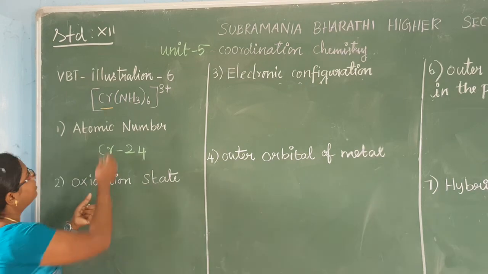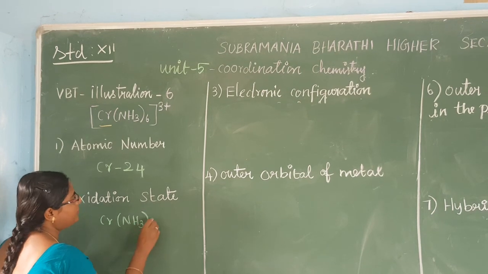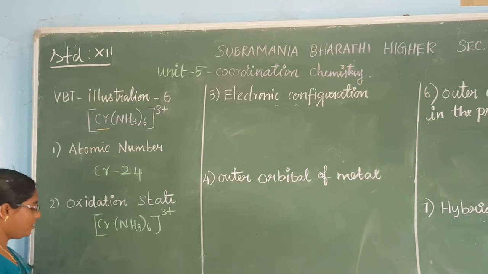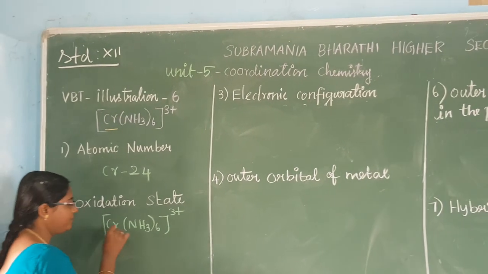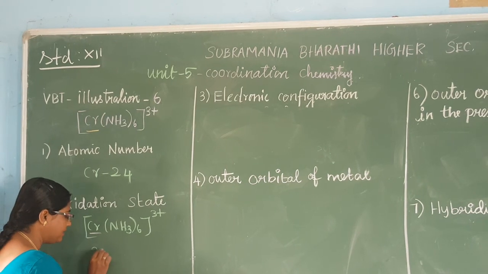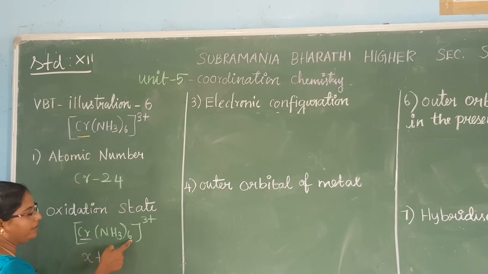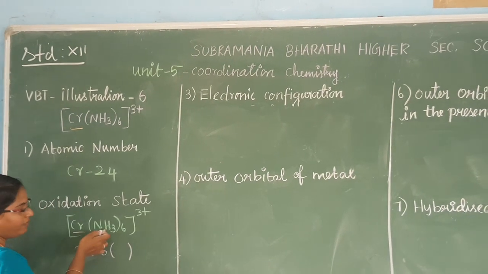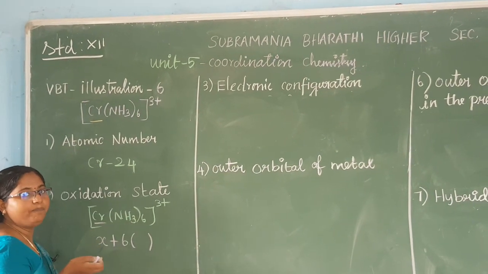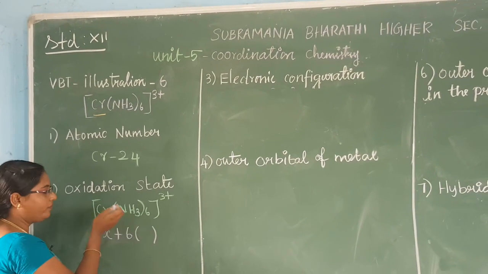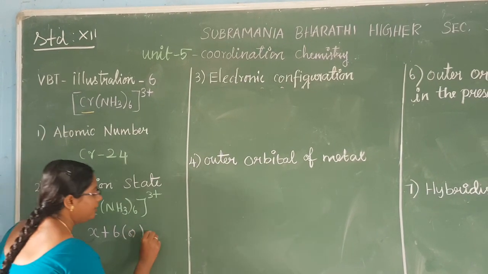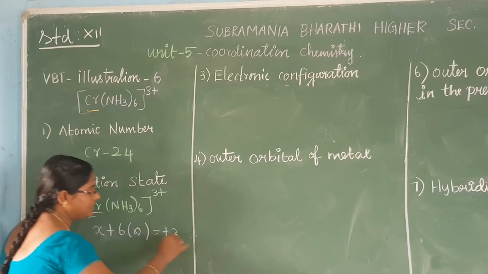So the complex is Cr(NH3)6 3+. Okay, so I am going to find out the oxidation state of this chromium. I am keeping this as X plus, how many ligands are present here? 6 ligands are here. So I am writing 6, and the oxidation number of the ligand: since ammonia is a neutral ligand, the oxidation number of this is 0. Then 3+, I am writing +3.